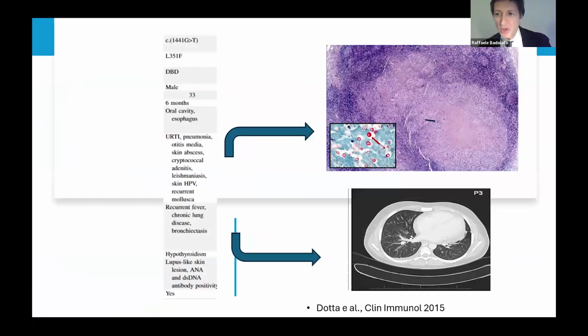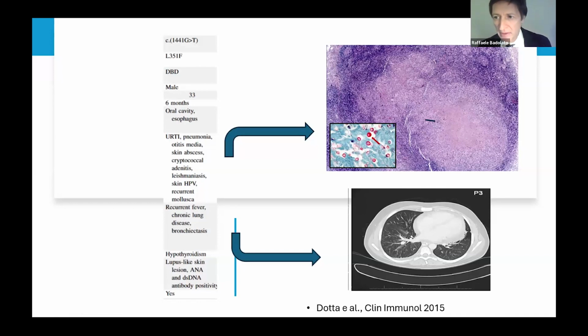So if we start with patients, I thought that it was important to include also patients with STAT1 gain of function mutations. This is a patient who is actually 33 years of age. He presented candidiasis when he was 6 months of age, and then later on he developed cryptococcosis and lymphadenitis. He had multiple respiratory infections leading to bronchiectasis. But what is unusual, he also presented Leishmania infection and thyroiditis. So he presented a number of intracellular pathogen infections.